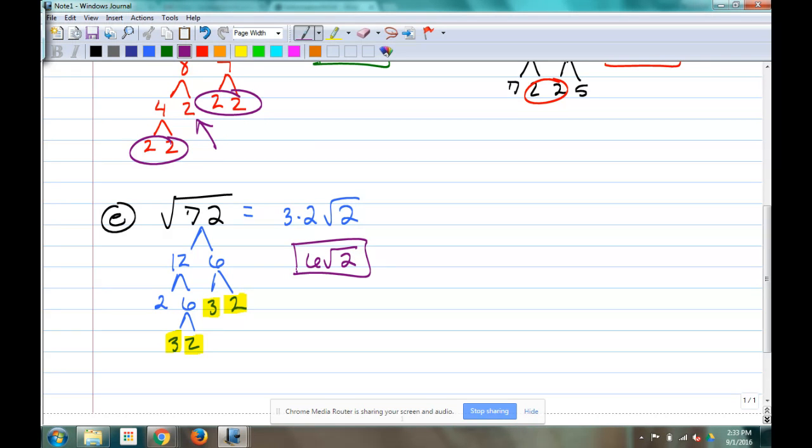Easy enough, right? Why didn't we do 2 times 2? Because this 2 and this 2 is a pair. It represents one 2 when it comes out, because when you're coming out of the square root, you're coming out as a pair.